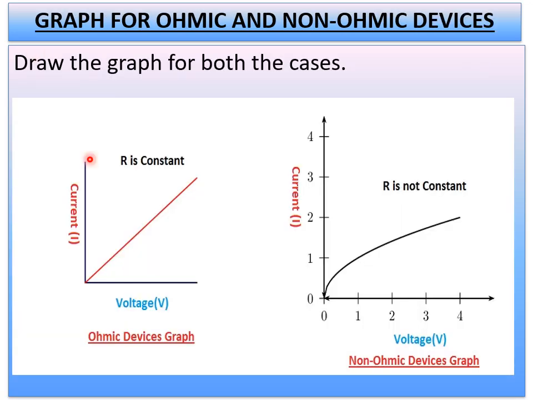So after completing the activities, we have to plot a graph for both the devices. One device we have used is Manganin coil, the other one is LED. So Manganin coil, we name it as an ohmic device. LED, we name it as a non-ohmic device, children. So that's why it is given ohmic device graph and non-ohmic device graph. It can be any other also, but according to your activity, the ohmic device is Manganin wire, the non-ohmic is your LED.